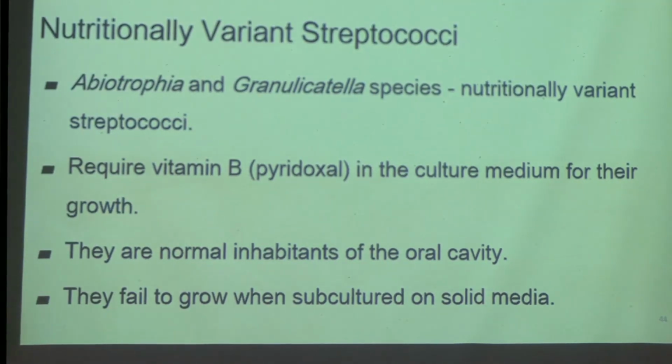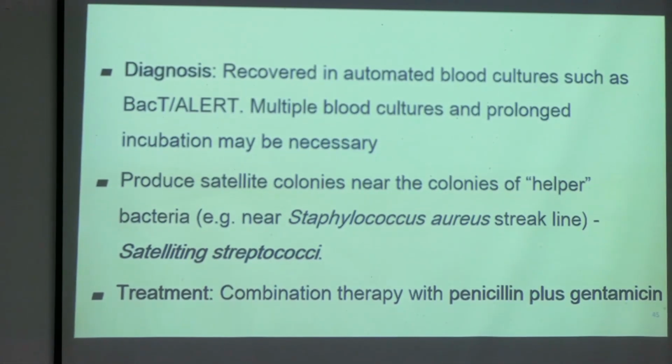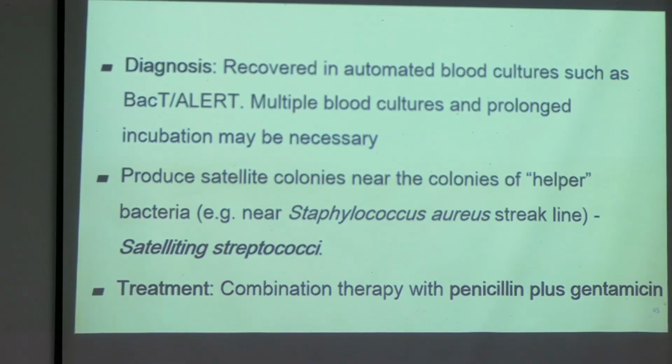Now nutritionally variant streptococci, you have the Abiotrophia. As the name suggests, it is nutritionally variant. They have a deficiency in some vitamins, mainly vitamin B, which is required for them to culture. They are normal inhabitants of the oral cavity. So how do you diagnose? As they are very difficult to grow, mostly we will refer to the molecular methods, like Multiplex, BacT/ALERT, all these things.